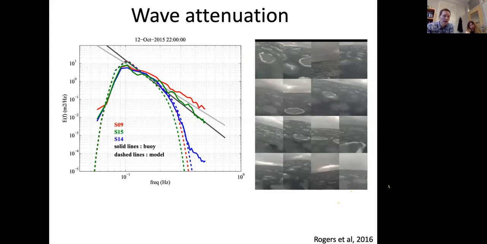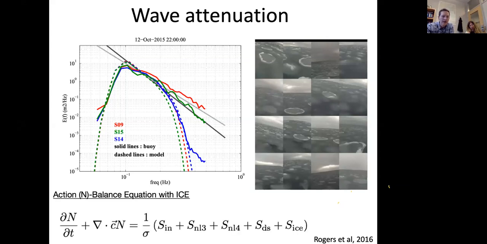And so a lot of our work has been to tune and calibrate models that can reproduce this, knowing the ice type or having the ice type as an input from some of the other models, like CICE, the community ice model, for example. And this is work reported in a paper by Erick Rogers in 2016. And it uses that same spectral balance. So this is being solved at every frequency. So that's how we're doing that.